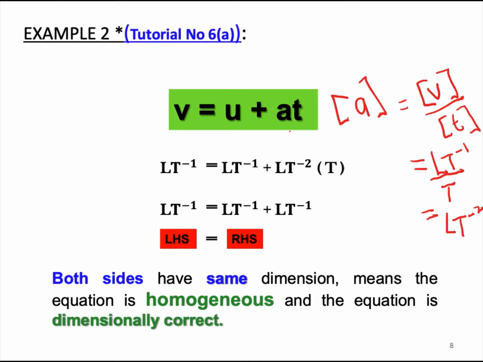So dimension of acceleration is LT negative 2, times time, dimension of time is capital T. So we make this multiplication. LT negative 2 times T, we will get LT negative 1. Now you look at these three terms, they have the same dimension. Thus, the left-hand side is equal to the right-hand side. So both sides have the same dimension, which means the equation is homogeneous and the equation is dimensionally correct.